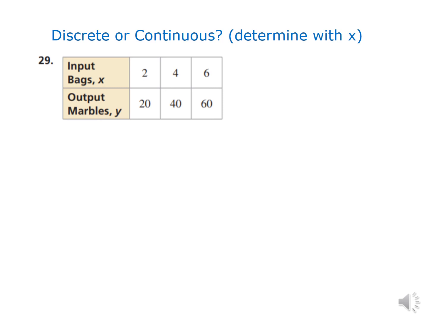Okay, these are a couple of problems from the book just to give you an idea. When you're deciding if something is discrete or continuous, you look at your x values. So I'm talking about the bags, and how many marbles I can put in the bags depends on how many bags I have. So since I'm limited to whole bags, okay, I can't have a half bag and put any marbles in it, then this is a discrete example, a discrete graph, because I don't have half bags. I can only put marbles in whole bags.